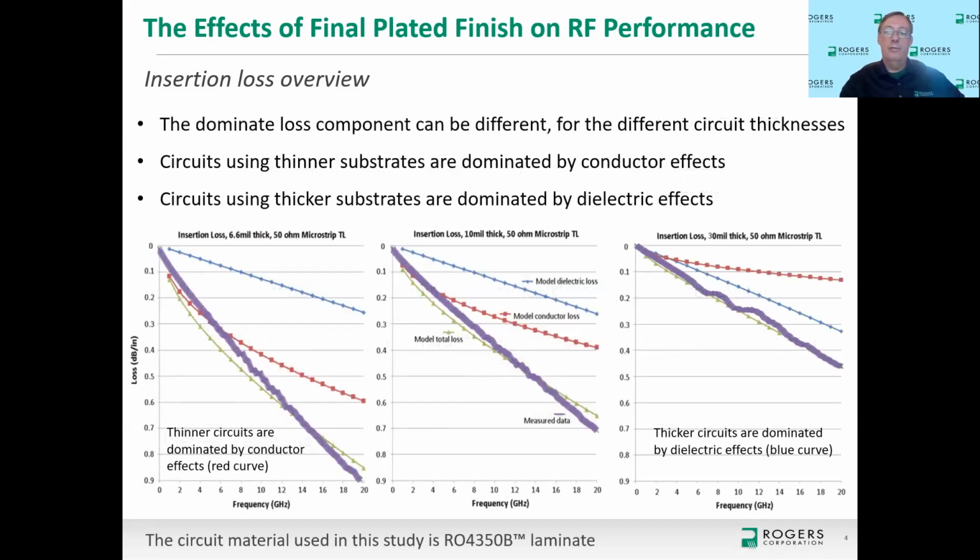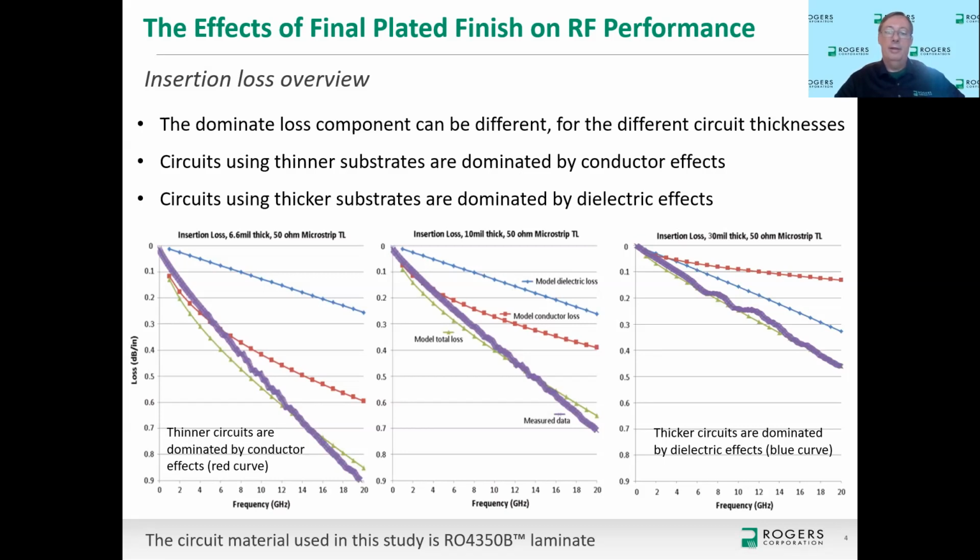To give you a good overview of how these different loss components behave and add together to give you the total insertion loss, I'm showing a study I did a few years ago with the exact same material. All the material that was used here was RO4350B laminate. What I did was make microstrip transmission line circuits on different thicknesses of this laminate. So it's the same laminate, same copper, same everything. The only difference is different thicknesses of substrates, and the conductor width for the microstrip transmission line was different widths to account for maintaining 50 ohm impedance.